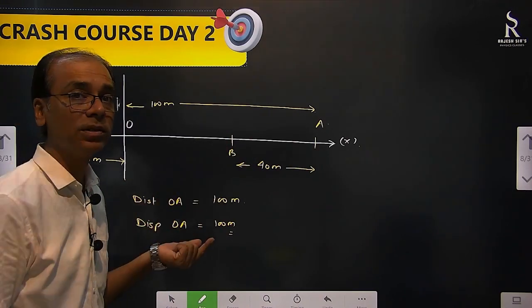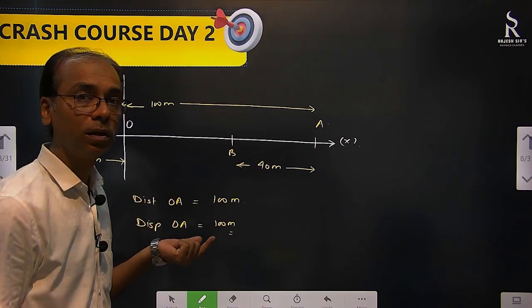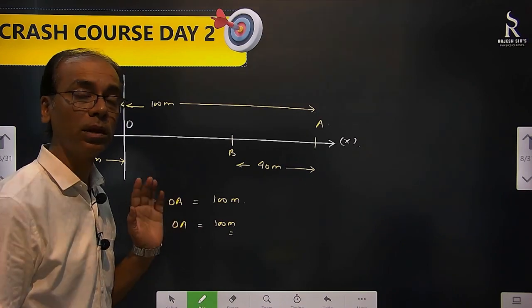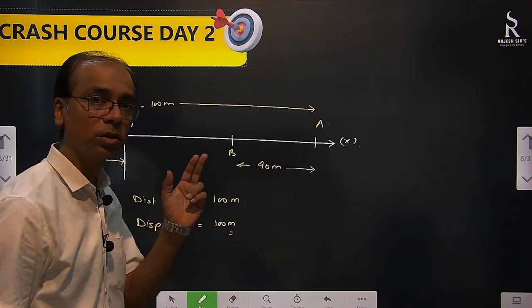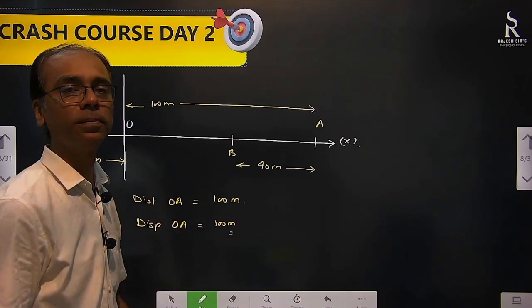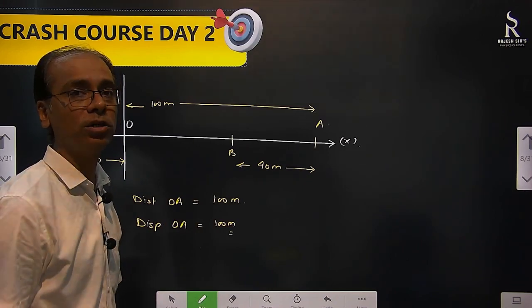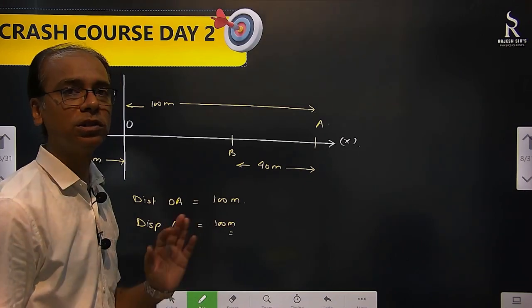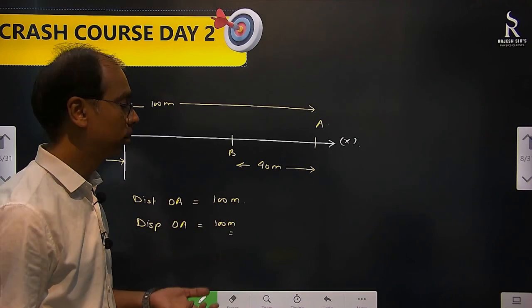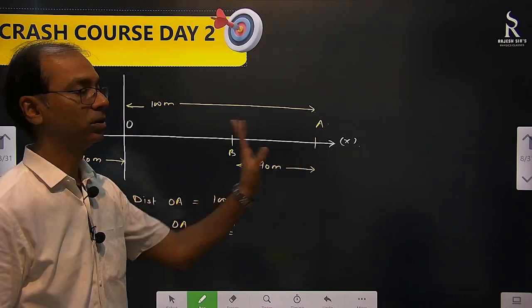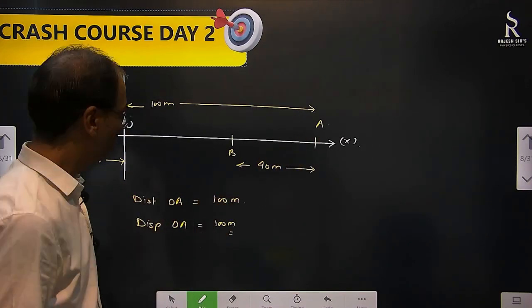In the previous case in the circle we saw that. Were they equal? They were different. Reason? Because the direction of motion was continuously changing. So distance and displacement values were different. But here you see, straight line, the value is same.